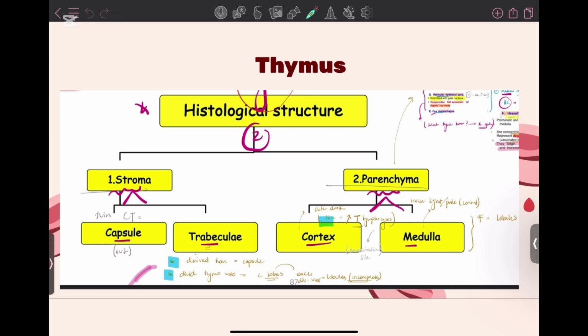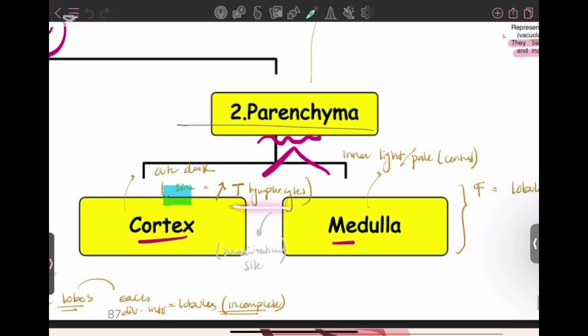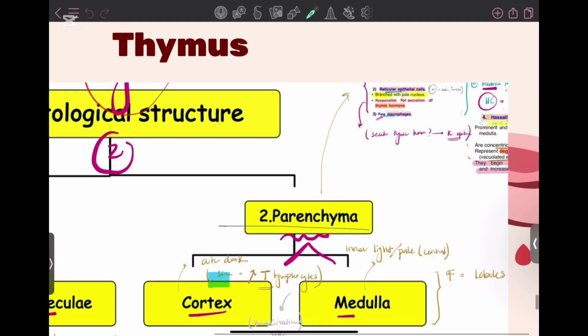Now for the parenchyma, as we mentioned, cortex and medulla as usual, but you need to know that the cortex over here is super dark. Why? Because we have infiltration of T lymphocytes. The medulla is lighter and pale. It's a pale center, because there's less infiltration.